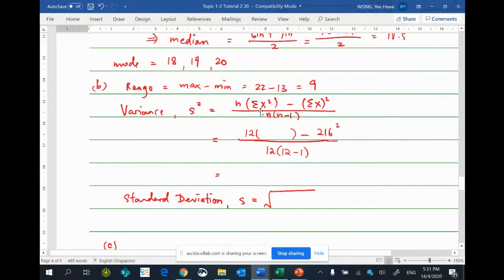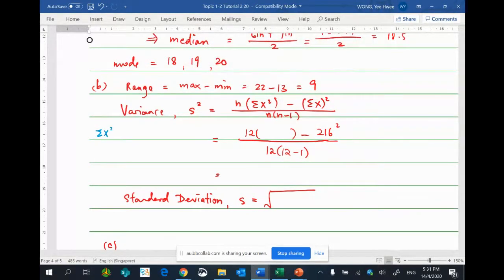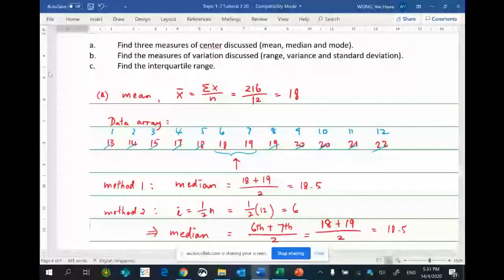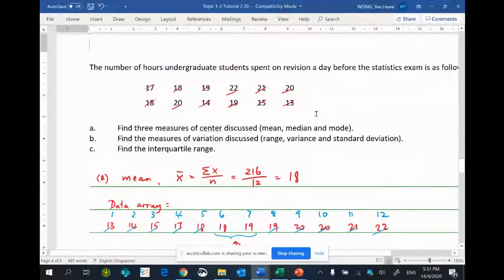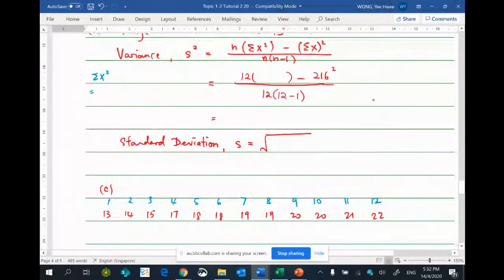So let's find out what is the summation of x squared. You just add, it doesn't matter whether you add from the smallest to the highest or from the original order. Okay, let's say we use this one, 13, 14, and the last one is 22, right? So basically you just directly press your calculator, 13 squared, then you plus, then 14 squared, then you plus, then you continue until you get the last number.